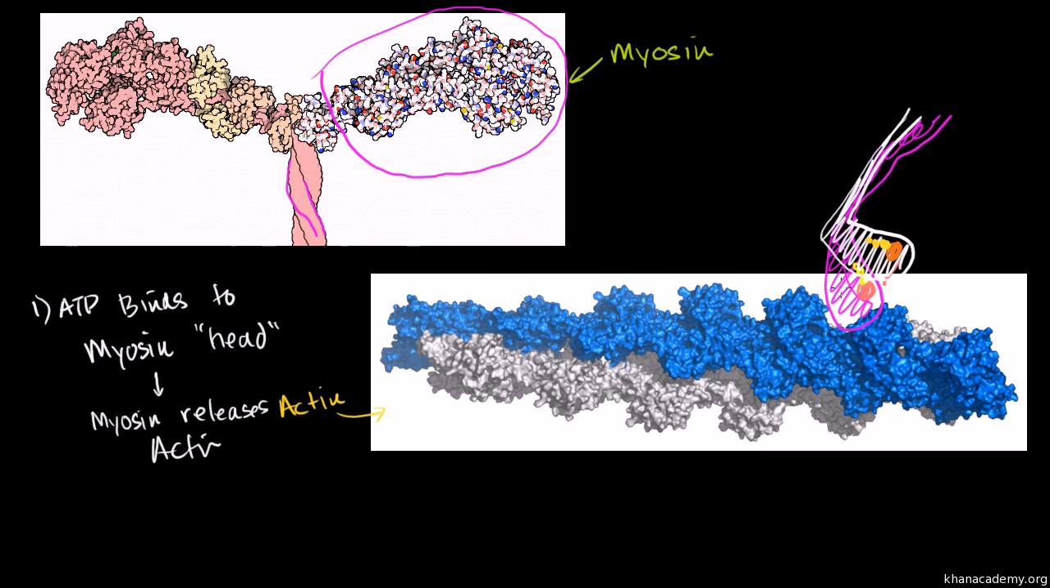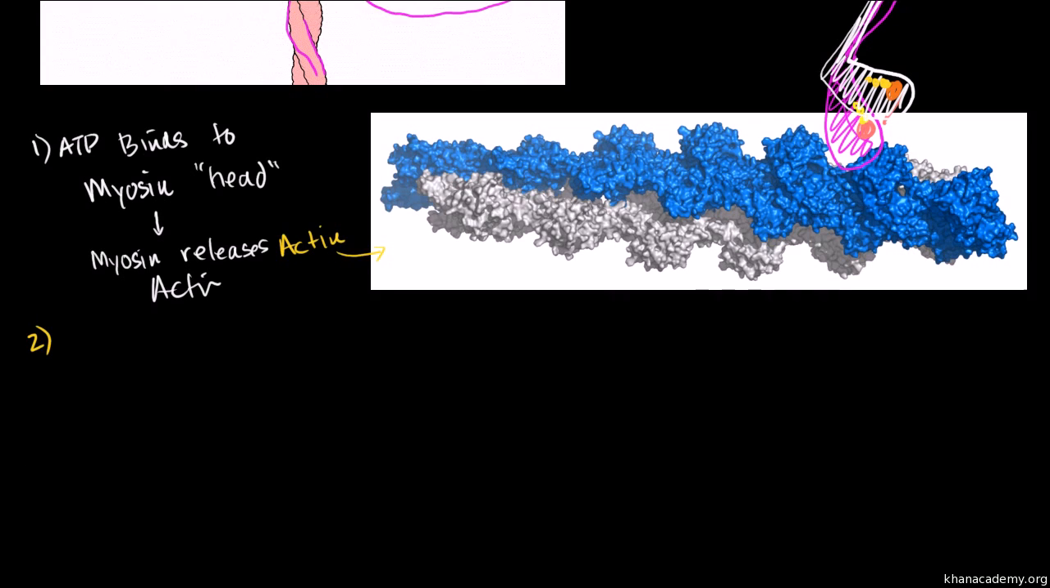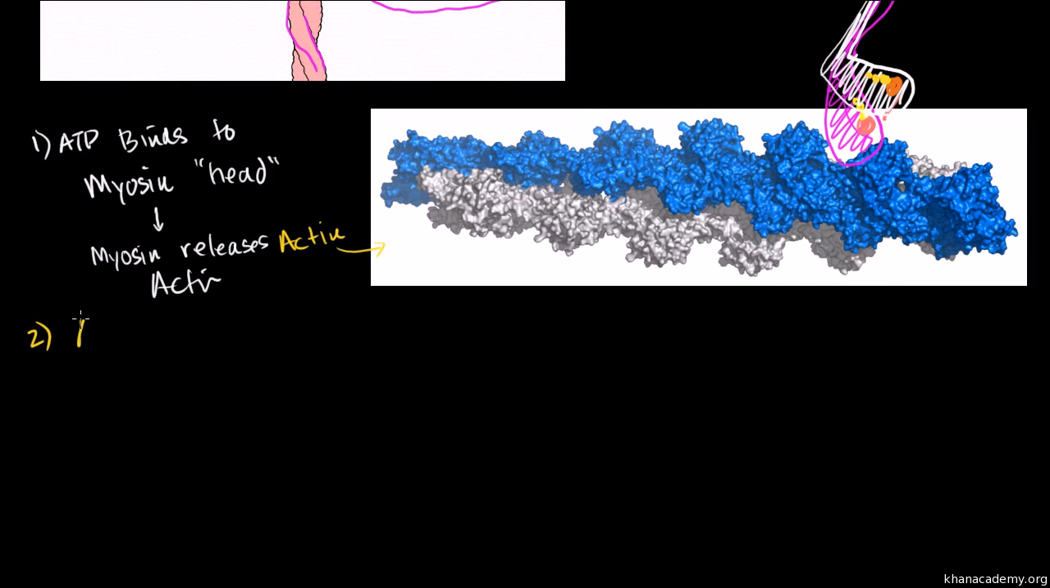Now in the next step, the ATP hydrolyzes. The phosphate gets pulled off of it. This is an ATPase enzyme. That's what it does. So let me write that down. So step 2, let me scroll down a little bit. Step 2, ATP goes to ADP plus a phosphate group. And what that does, that releases the energy to cock this myosin protein into a high energy state.